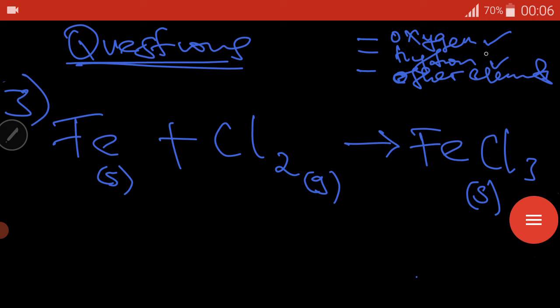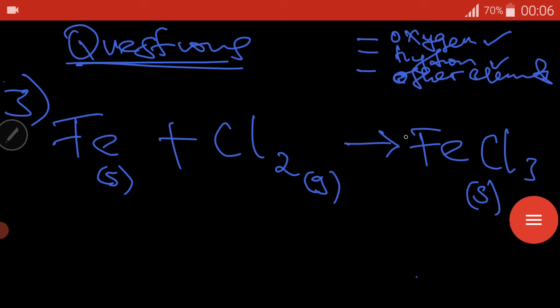So here you balance oxygen, then hydrogen, then any other element. Now in this case we don't have oxygen and hydrogen, so we'll just balance the elements that we have. So we can start with iron or chlorine. You can start with iron or chlorine. So iron here it's 1, here it's 1. Chlorine here it's 2, here it's 3. So what do I do?